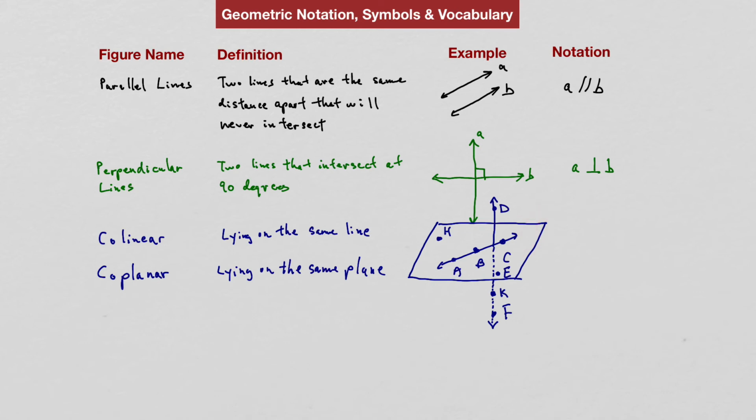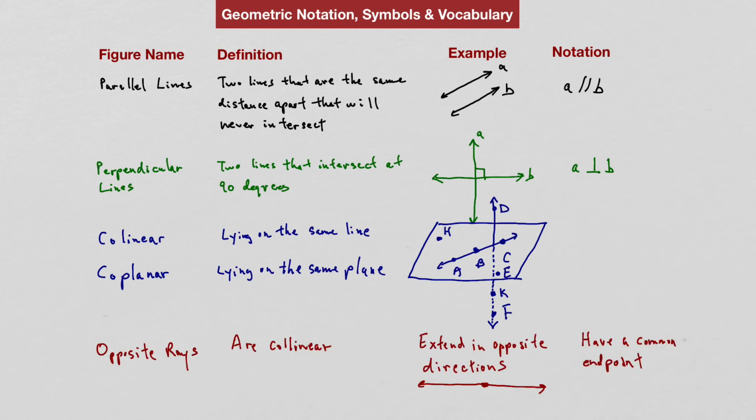There is one other thing that I wanted to point out, which is a subtopic, and that item is called opposite rays. Opposite rays are collinear, so they're on the same line. They extend in opposite directions like this. And then they also have a common endpoint, and this is the common endpoint here. So from the common endpoint, they extend in exactly opposite directions, and these are called opposite rays.